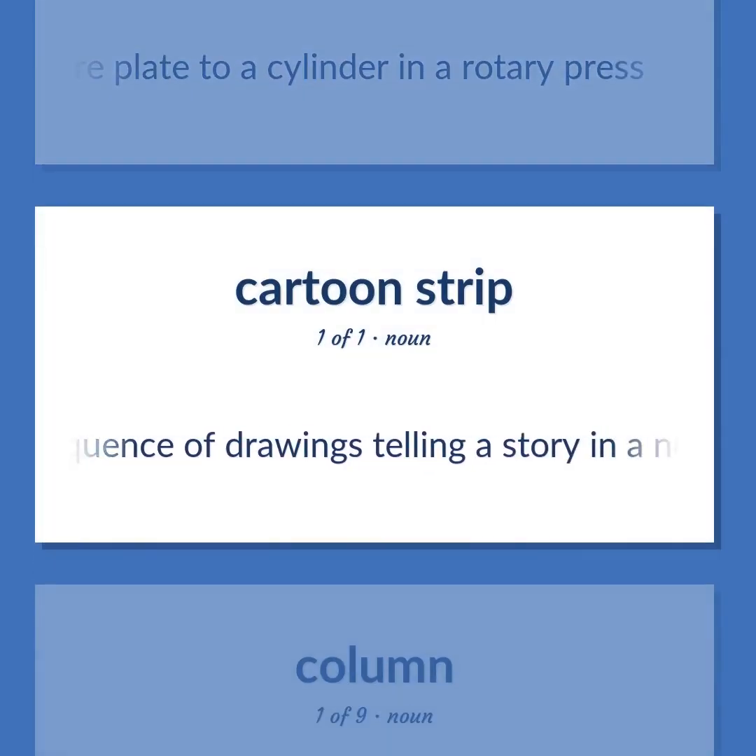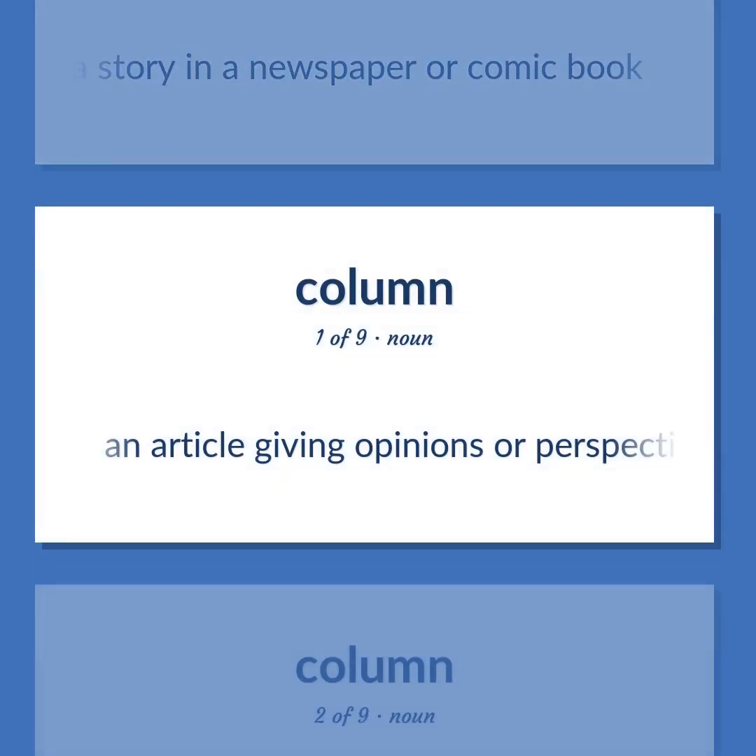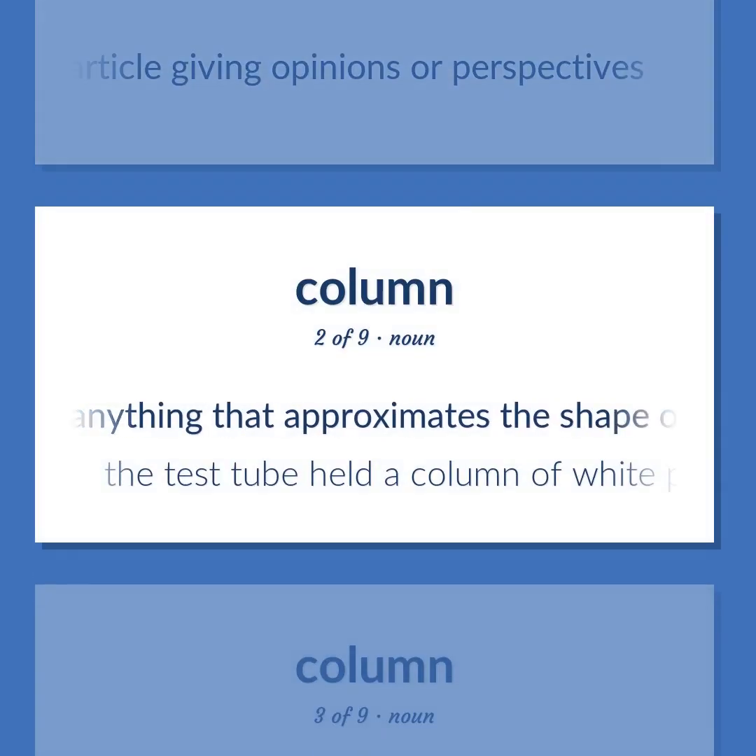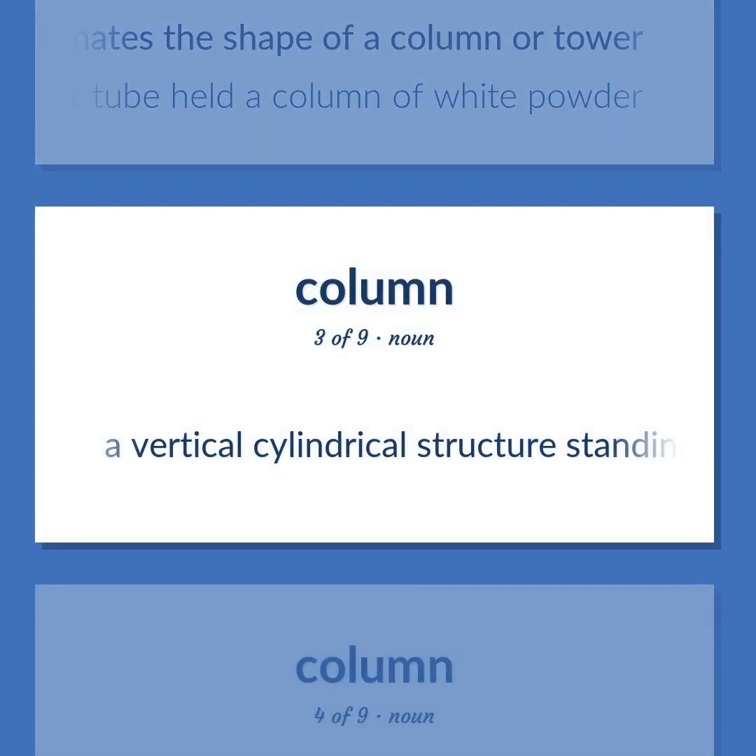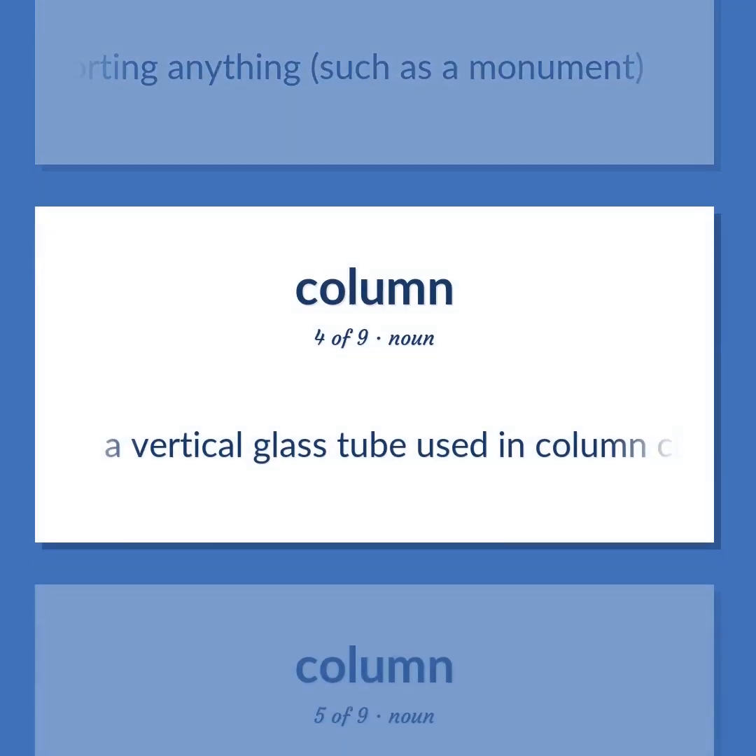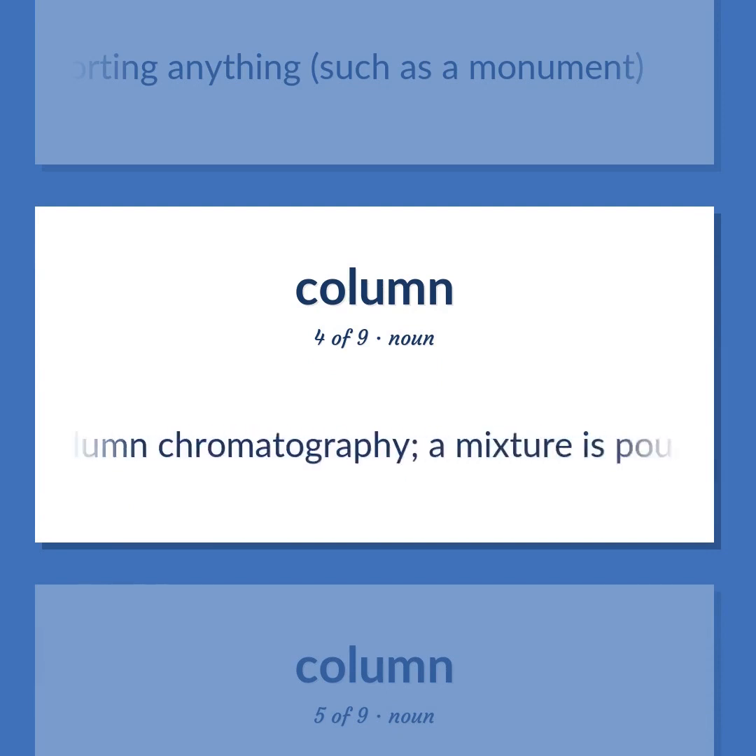A sequence of drawings telling a story in a newspaper or comic book. An article giving opinions or perspectives. Anything that approximates the shape of a column or tower. The test tube held a column of white powder. A vertical cylindrical structure standing alone and not supporting anything, such as a monument. A vertical glass tube used in column chromatography. A mixture is poured in the top and washed through a stationary substance where components of the mixture are adsorbed selectively to form colored bands.